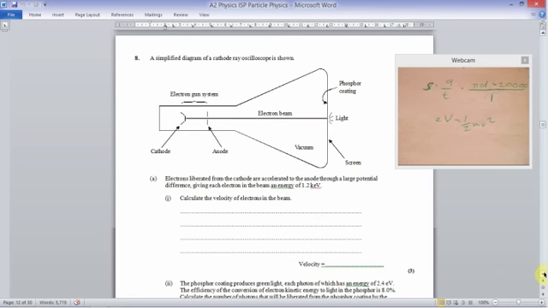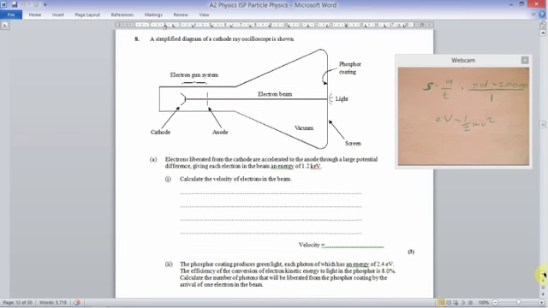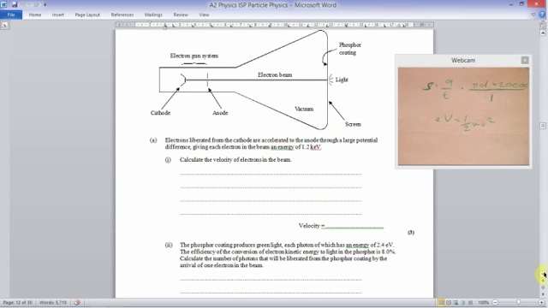So it's a 3-mark calculation. It's a pretty straightforward calculation for 3 marks. Remember, you need to rearrange that for v afterwards. So you should end up with something in the region of about 2 times 10 to the 7.